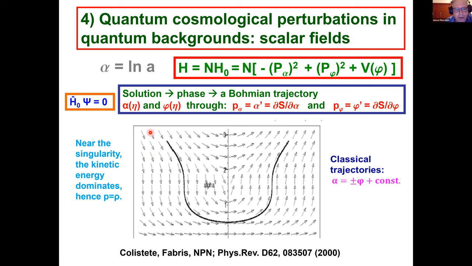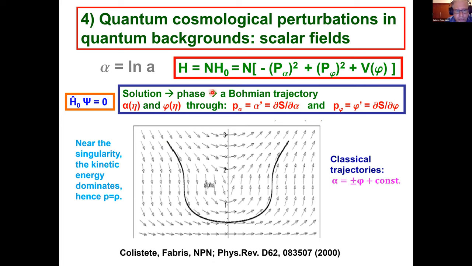So if you are just using classical relativity with homogeneous and isotropic geometries and a scalar field, these are the classical trajectories. So you have a classical theory that goes to minus infinity. So alpha is going to minus infinity. Alpha going to minus infinity means A equals zero, so it's a singularity. Or you have this possibility here, which is, if you go back in time, alpha goes to minus infinity, because these are the classical trajectories, alpha equals plus phi or alpha equals minus phi plus constant. Okay, and so it's a solution which has a singularity.